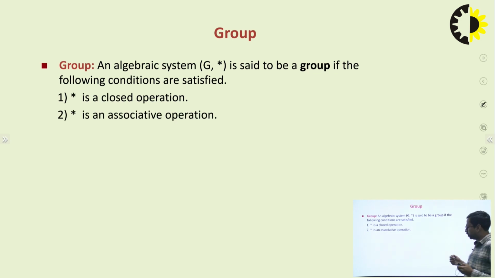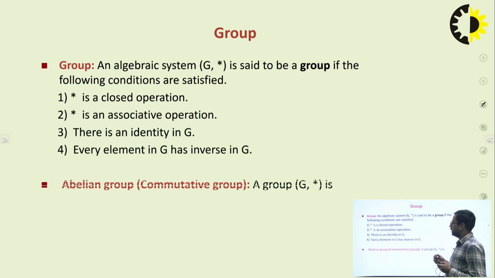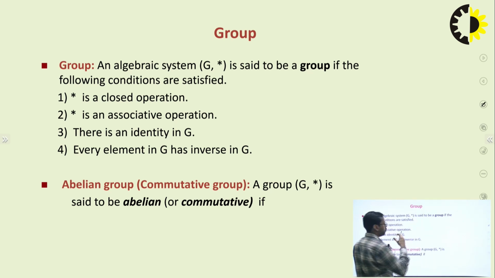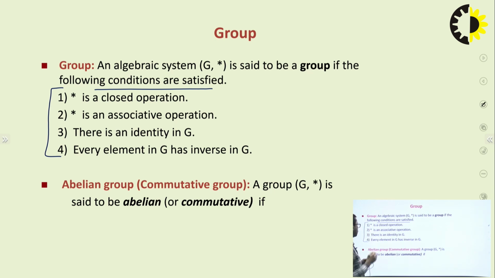The most important topic for DSTL and for algebraic structures is the group. What is a group? An algebraic system G comma star is said to be a group if the following conditions are satisfied. Basically, a group contains some features. If these features are present in a set of elements after applying some operation, then we can say that this algebraic structure is a group. The most important properties are 1, 2, 3, 4.